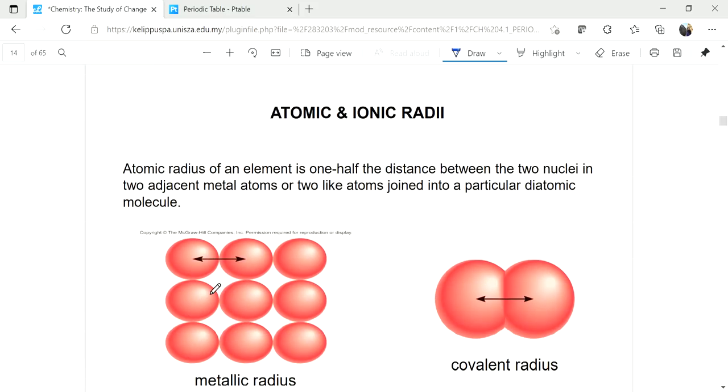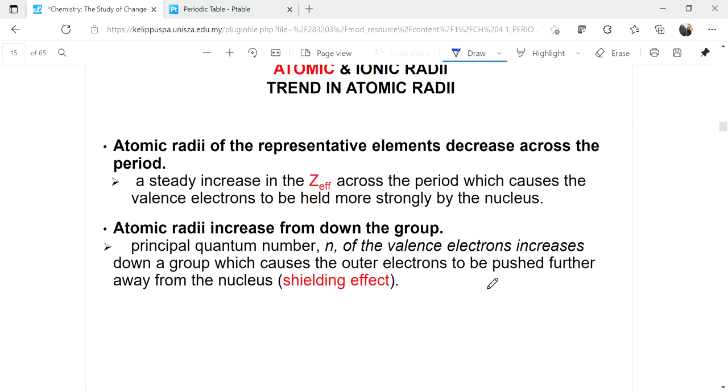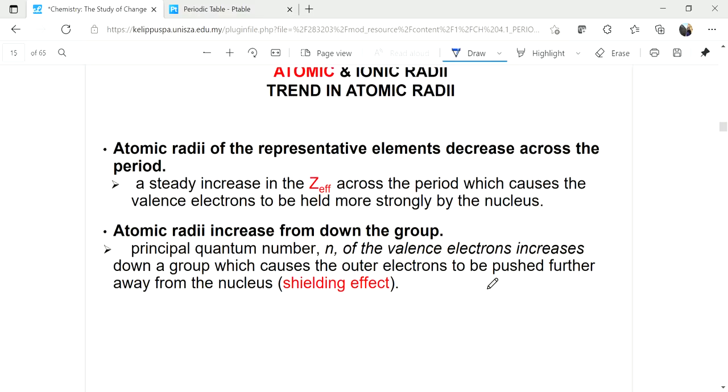What is the atomic radius? Atomic radius is the distance between two nuclei of the same atom. In a diatomic molecule, as an example, we have a helium atom here and another helium atom. We call this a diatomic molecule. The distance between these two nuclei, we call the atomic radius. So what is the trend of atomic radius in the periodic table?